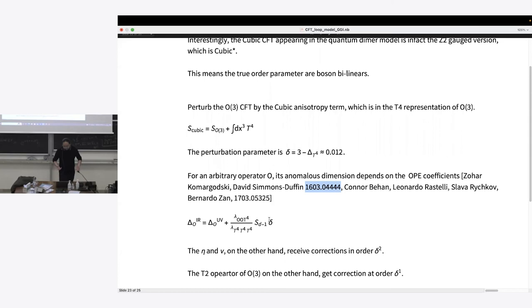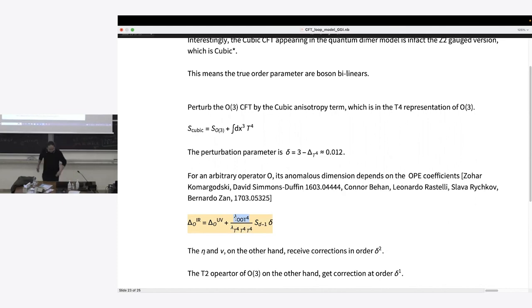But basically, to leading order, the conformal perturbation depends on two OPEs: the OPE of the operator you wish to calculate with the perturbation that you perturb your CFT by, divided by the T4 OPE. And a thing that can be easily understood from simple group theory is that the phi field itself and your singlet phi squared would not receive corrections at leading order in epsilon, simply because in group theory, in O3, phi times phi does not contain T4. So this OPE is simply zero because of group theory at leading order.